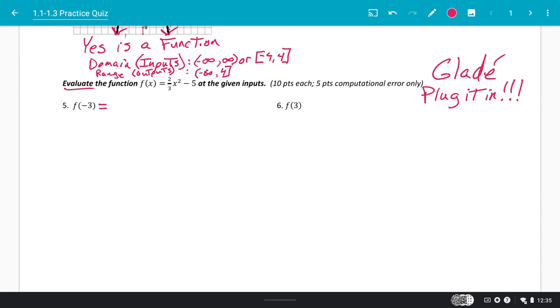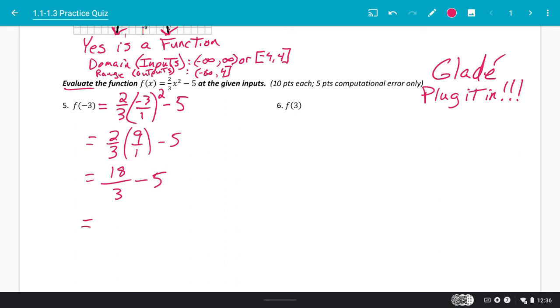So here I'm going to have 2/3 times negative 3 squared minus 5. And that's really over 1. So 2/3, I got to square first. So I got 2/3 times 9. That's really over 1, minus 5. Well, 2 times 9 is 18 over 3 minus 5. Well, 18 divided by 3 is 6. 6 minus 5 is 1. So f of negative 3 is 1.